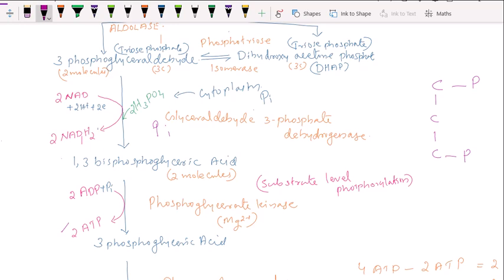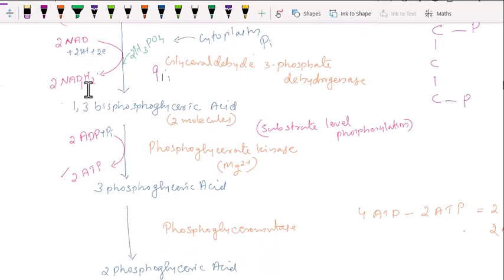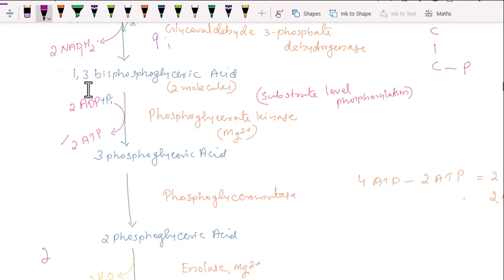Then here the 1,3-bisphosphoglyceric acid now becomes 3-phosphoglyceric acid. So that means 1 phosphorus is removed from 1,3-bisphosphoglyceric acid. That phosphorus is added to ADP. The removed phosphorus is added to ADP. Thus ADP gets converted to ATP. So when 1 molecule of 1,3-bisphosphoglyceric acid gets converted to 1 molecule of 3-phosphoglyceric acid, 1 ATP will be produced.